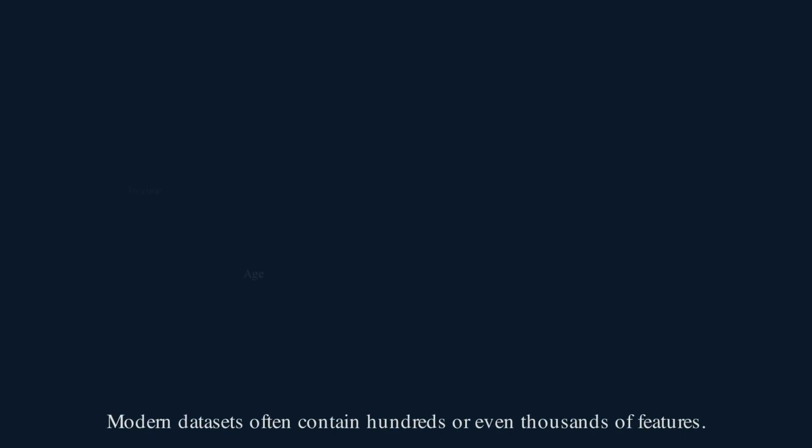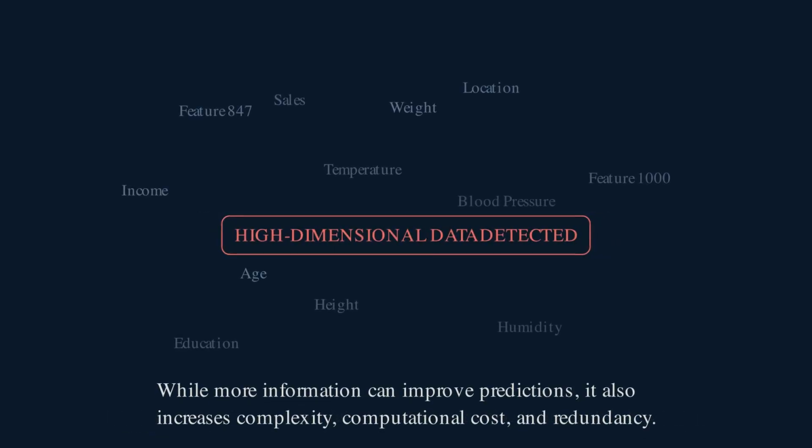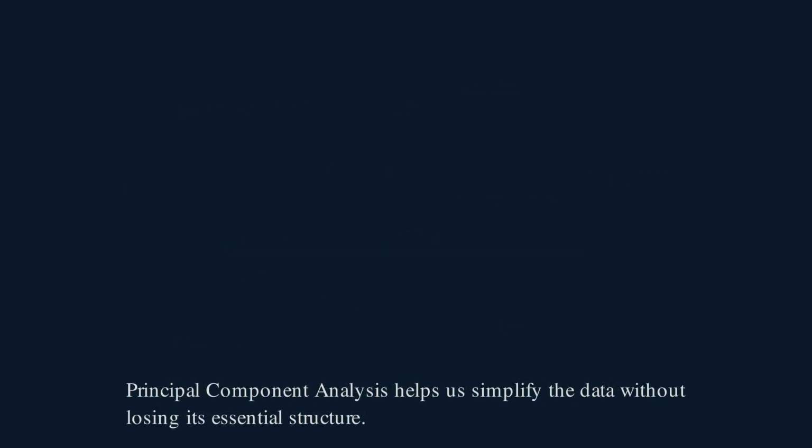Modern datasets often contain hundreds or even thousands of features. While more information can improve predictions, it also increases complexity, computational cost, and redundancy. Principal component analysis helps us simplify the data without losing its essential structure.